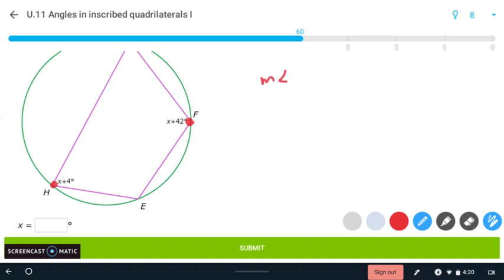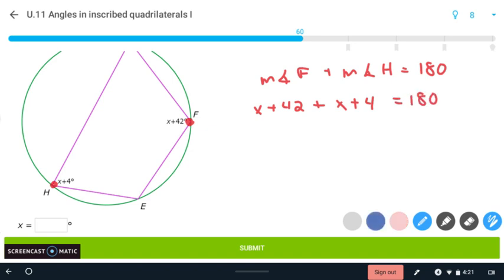So we know the measure of angle F plus the measure of angle H, those opposite angles, are supplementary, so they add to 180 degrees. And then you can go ahead and substitute those in. So you've got x plus 42 plus x plus 4 equals 180. Then combine any like terms you have. Here, same variable, same exponent, we can add those together. So 1x plus 1x gives you 2x. And then the numbers, those are like terms. So 42 plus 4 is 46.